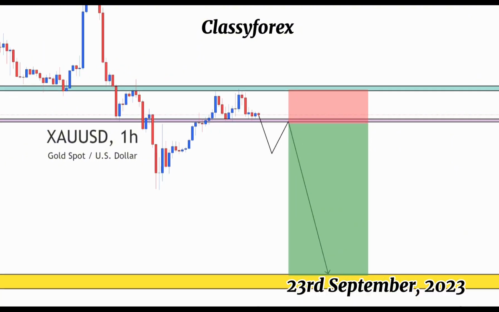Okay, let me put on the coordinates as I said. We have our entry right here, and then we have our sell right here. And we also have our target below here. Very simple.